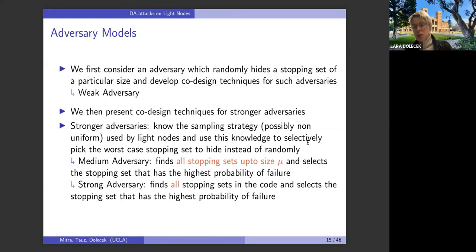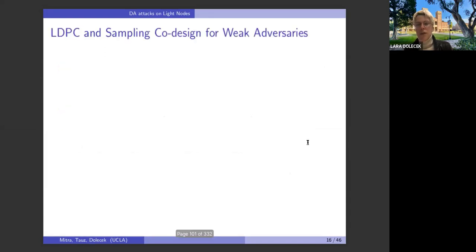A strong adversary builds on it, and it can find all stopping sets and will select the one that is most difficult, the one that has the highest probability of failure.